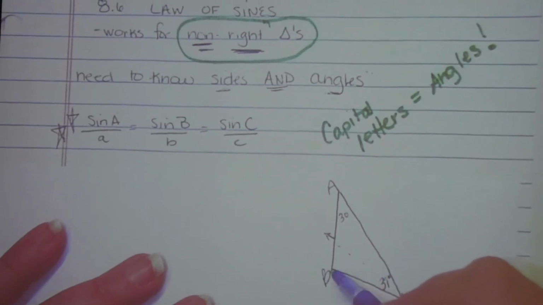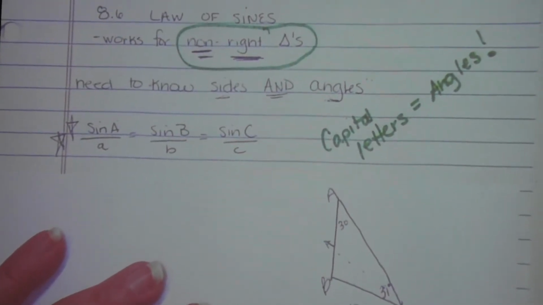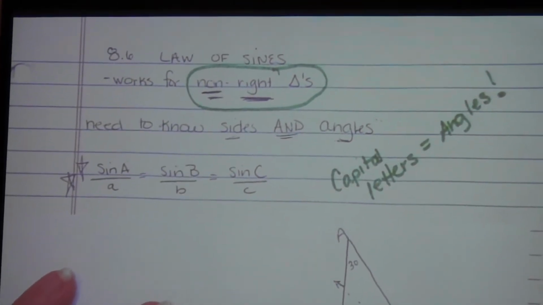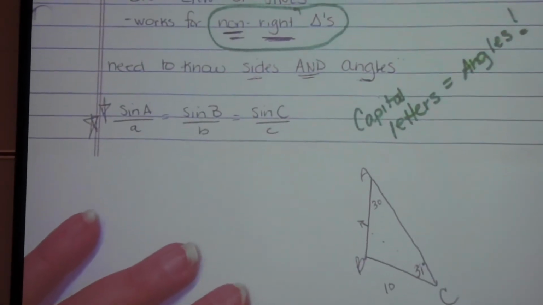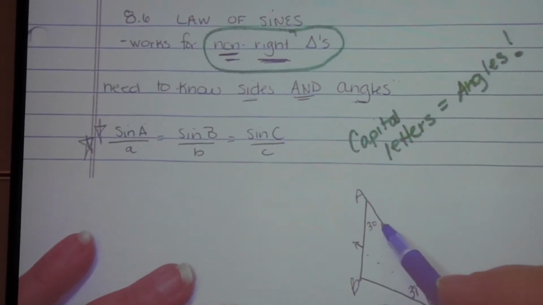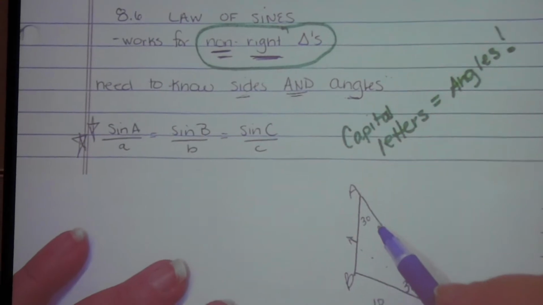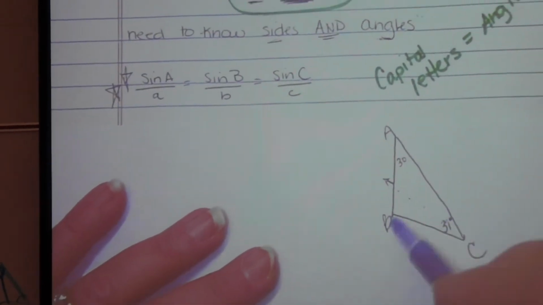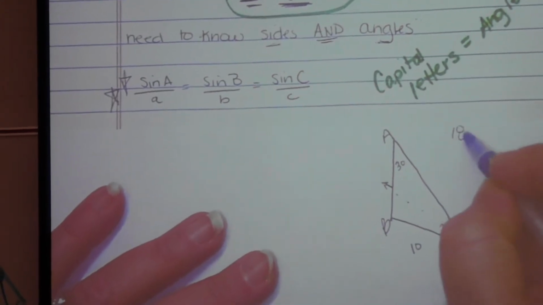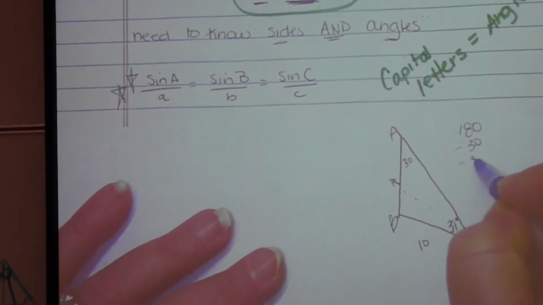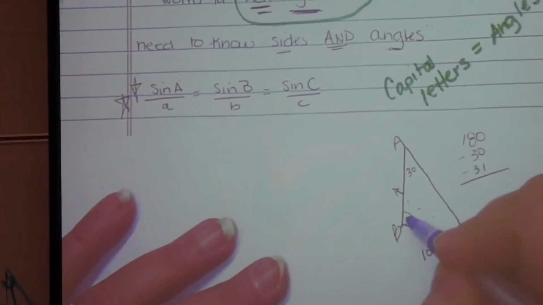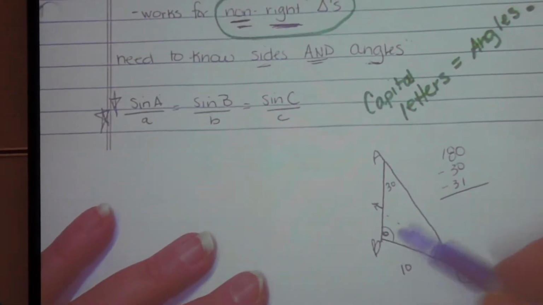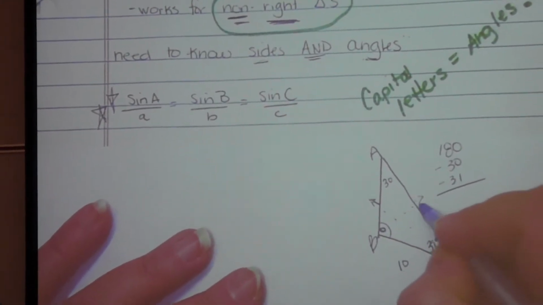Can we find this angle right now? Yeah, because we can subtract from what? 180. I heard 160 again. Somebody else told me that earlier too. So make sure you're subtracting from 180. This triangle is 180 degrees. So you can take 180 minus 30 and minus 31 to find out what this angle over here was. Once we have that angle, then we can find the side across from it as well.